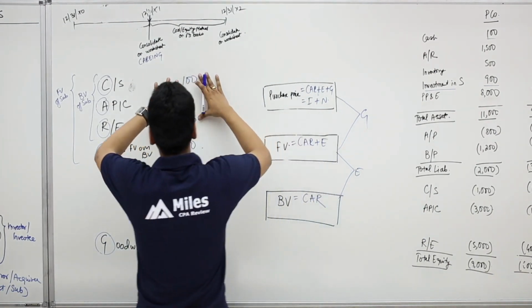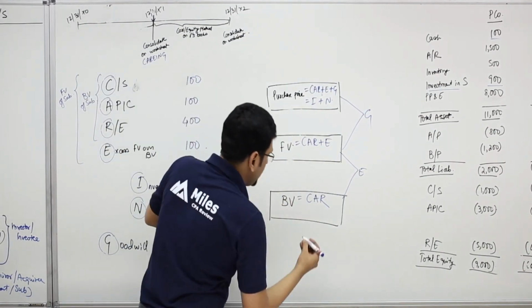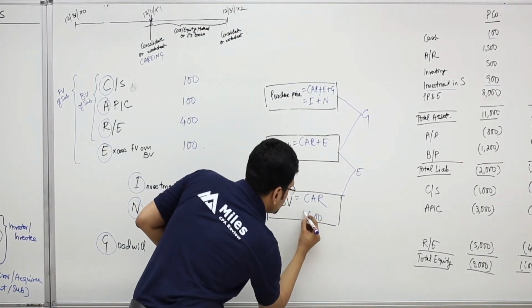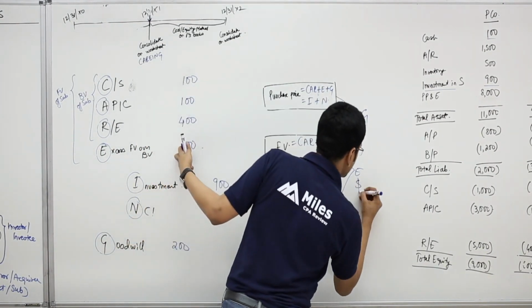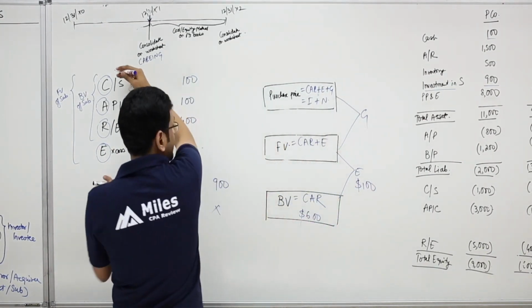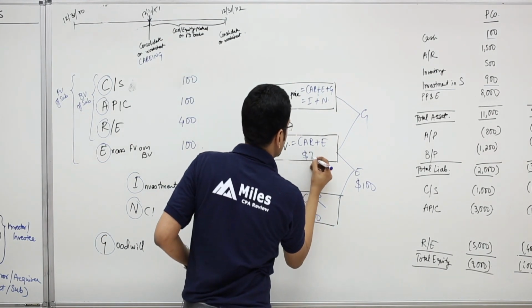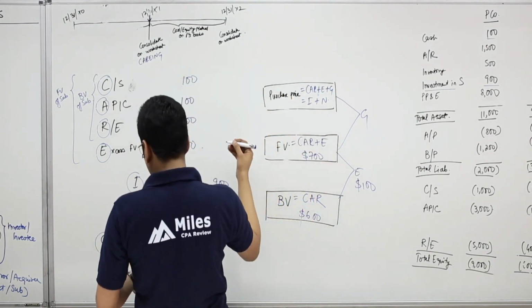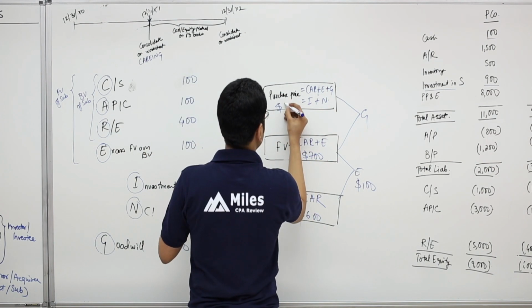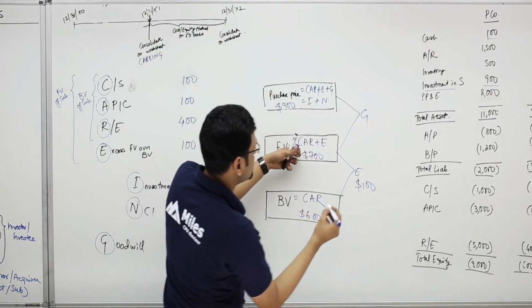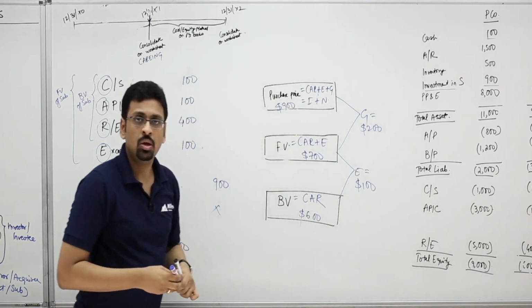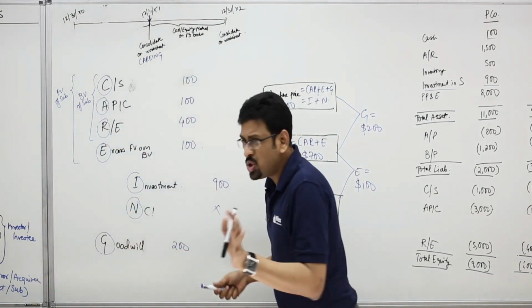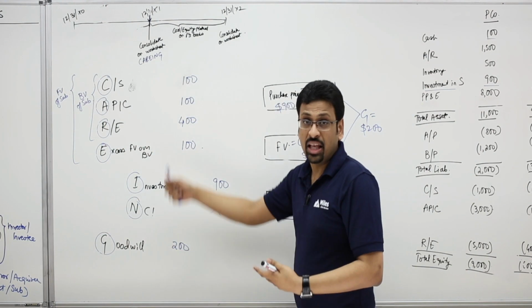Got the book value, $600. So CAR, that's $600. Excess, this is $100, so the fair value is $700. What's the purchase price here? Purchase price is $900. So 900 minus 700, goodwill is $200. So the most important thing you need to know, CARING, that's the journal entry.